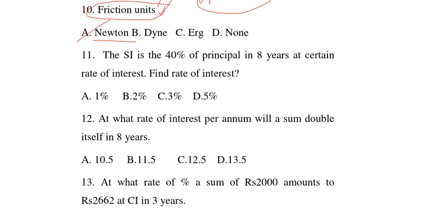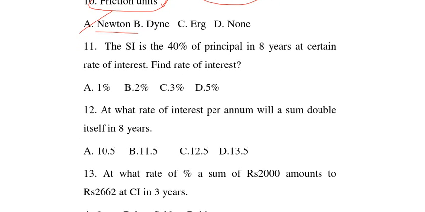Now coming to mathematics. The SI is 40% of the principal in 8 years at a certain rate of interest. Find the rate of interest. Here SI is equal to PTR by 100. They have not mentioned the P, but they mention the T, 8 years, and the R value you have to find. Consider P is equal to P and SI is equal to 40% of P.